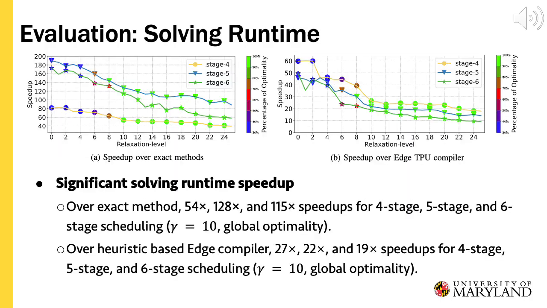Another part of the evaluation is the solving runtime. IncLP provides significant solving runtime speedup. Considering the relaxation level is 10, it guarantees global optimality. IncLP provides 54, 128, and 115 times speedup for 4, 5, and 6-stage scheduling options over the exact method. Compared with the heuristic-based Edge TPU compiler, IncLP provides 27, 22, and 19 times speedup for all pipelining options.